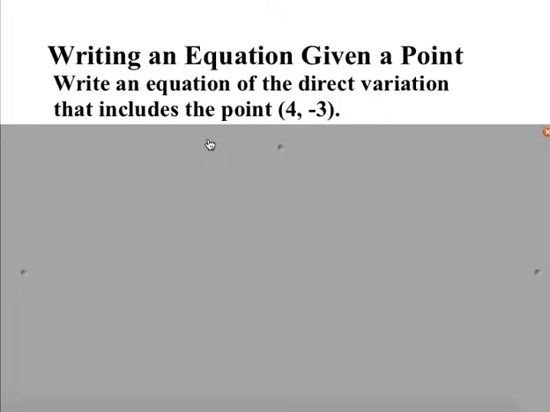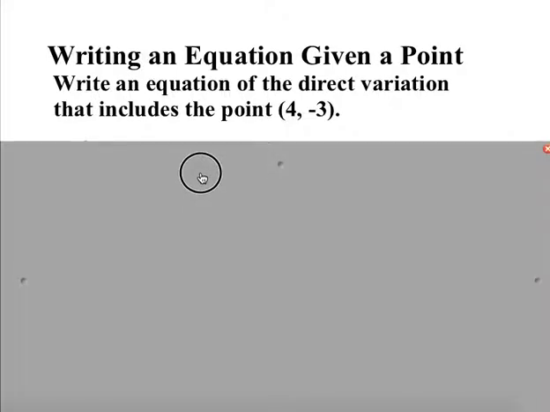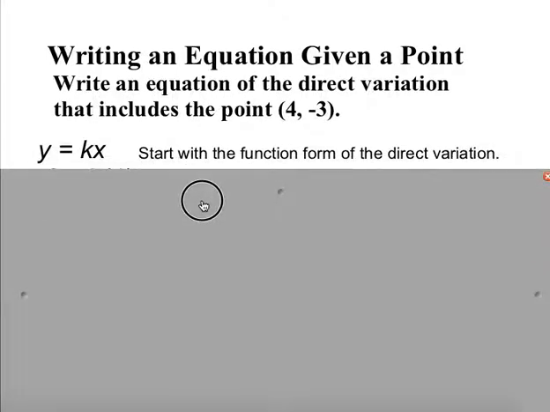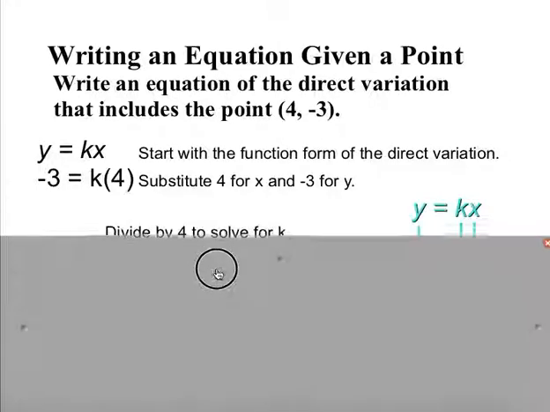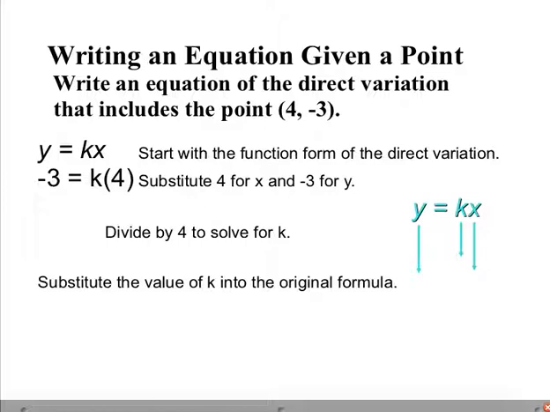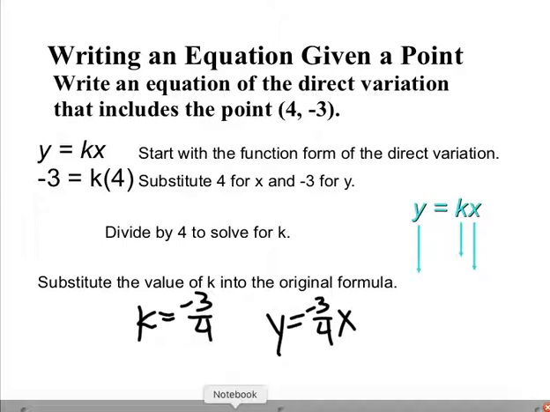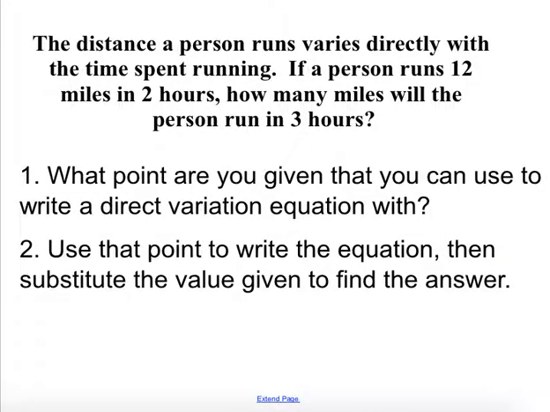Write an equation given a point. Well, with direct variation, we can just take our equation y equals kx and plug in x and y to find k. So we start with the function. We plug in y for x, and we solve for k, dividing by 4. We see that k is equal to -3/4, so our equation is y equals -3/4 x. So even just given one point, because we know that (0, 0) is a point, and this is our equation, we can easily find our equation.